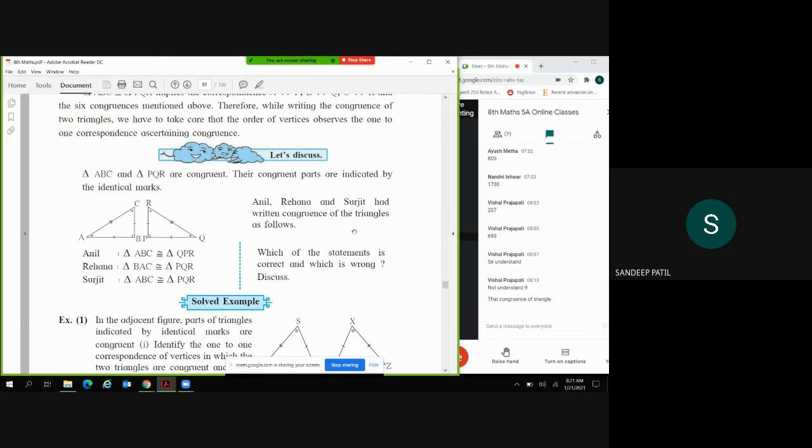Can you write in the chat box who has given the right answer? Anil, Rehana and Surjit. So we saw that if two triangles are congruent, their vertices should also match. Then only can we say whether it's the right answer or not. Yeah, Surjit is one of the answers. Anil and Rehana have also given answers. So according to you, who is right? Surjit, Anil and Rehana.